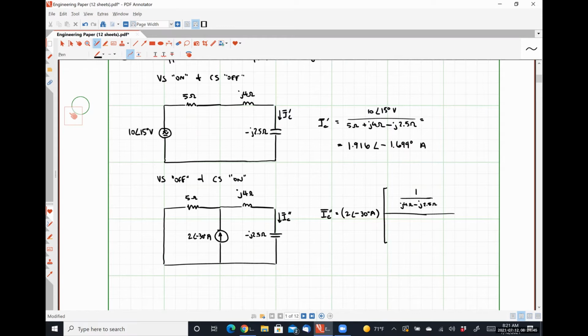I have to look at that whole branch, not just the capacitor impedance by itself, because that current flows through that equivalent series impedance. In my denominator, I have the reciprocals of each of the branches. So that would be 1 over 5 ohms plus 1 over j4 minus j2.5. Close my brackets here, and I can throw this directly into my calculator.